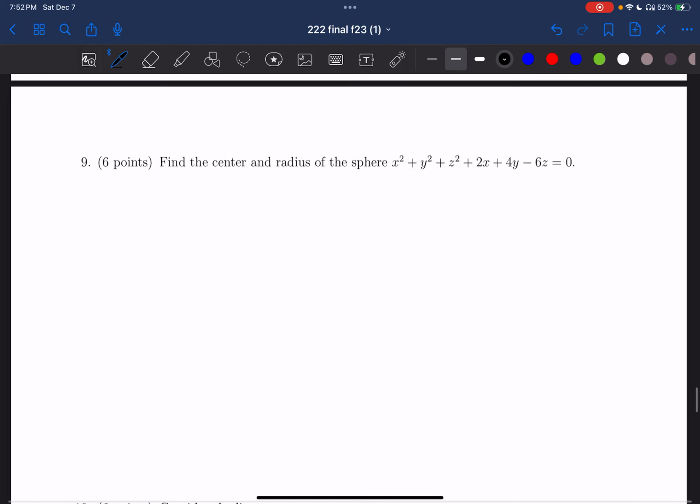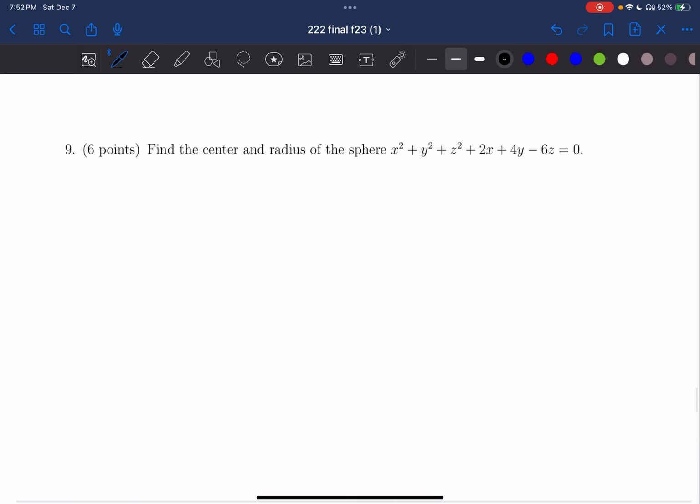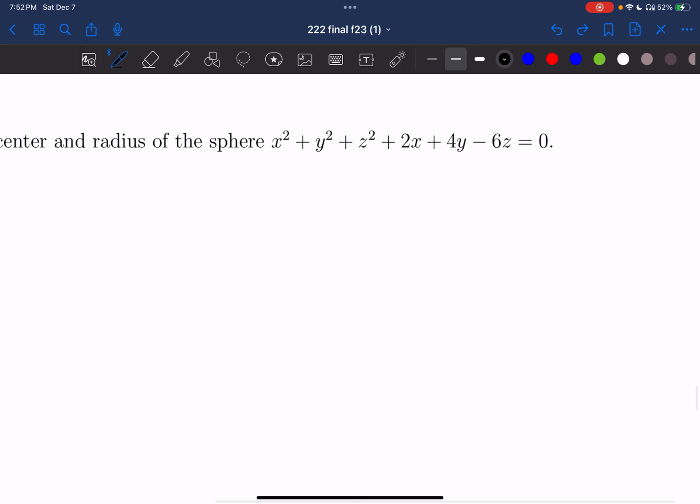Next one. Find the center and radius of the sphere. Okay, this is really easy. This is just complete the square. Square plus 2x. Now let's just rewrite the equation like this.